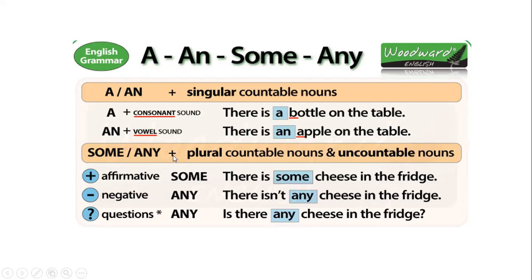Ahora bien, decíamos que el some o any lo utilizamos con sustantivos contables y de igual manera, pero en plural, ¿verdad? Y de igual manera con los no contables. So you can see we have affirmative, negative, and questions. La oración afirmativa tenemos there is some cheese in the fridge. Negative, there isn't any cheese in the fridge. And questions, is there any cheese in the fridge?